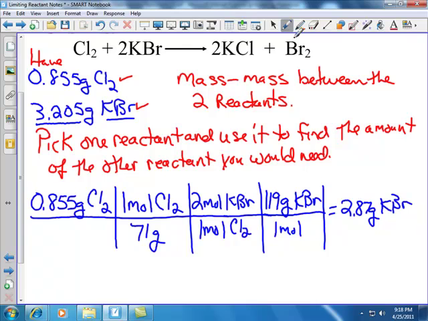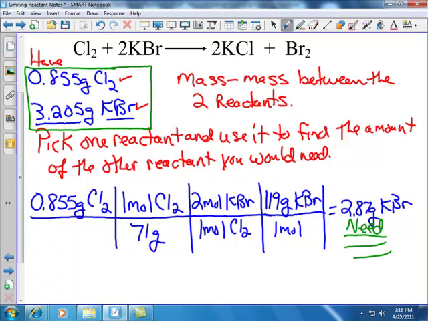Now, this is where you start getting a lot of numbers, and you have to know what those numbers mean. Okay? Now, it all goes back to up here. This is what you have. What I just calculated here is what I need to react with that. So this is the theoretical amount over here. I have 3.205. I need only 2.87 grams.